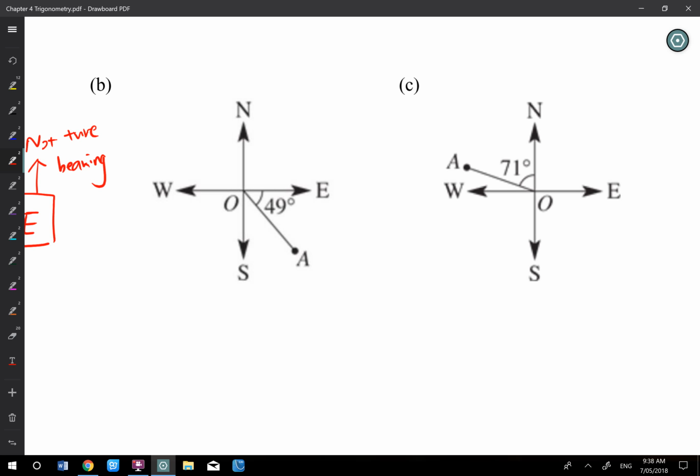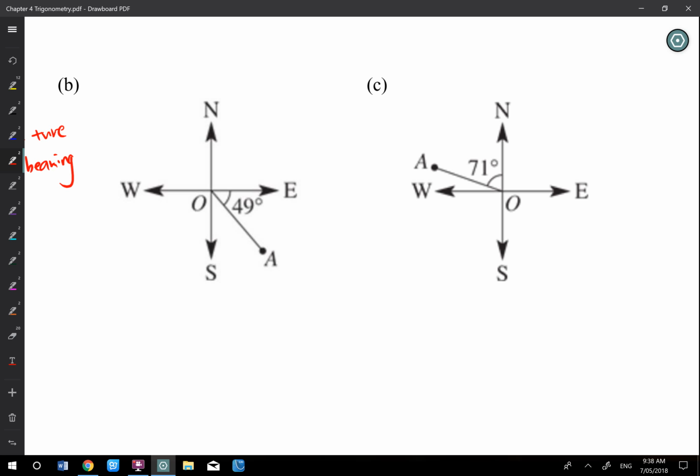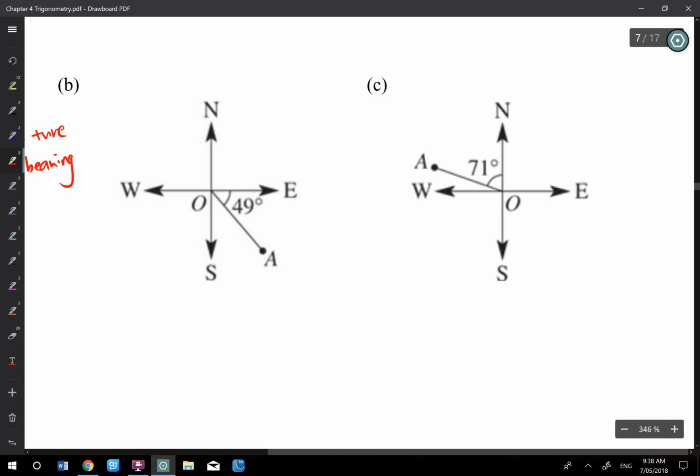Have a think about the next one. What's the true bearing for the next one? Calculate the true bearing for the next one, and also you can use the northeast, southeast notation to talk about it as well. So use 2 ways to talk about the position, the location, comparing O to A.